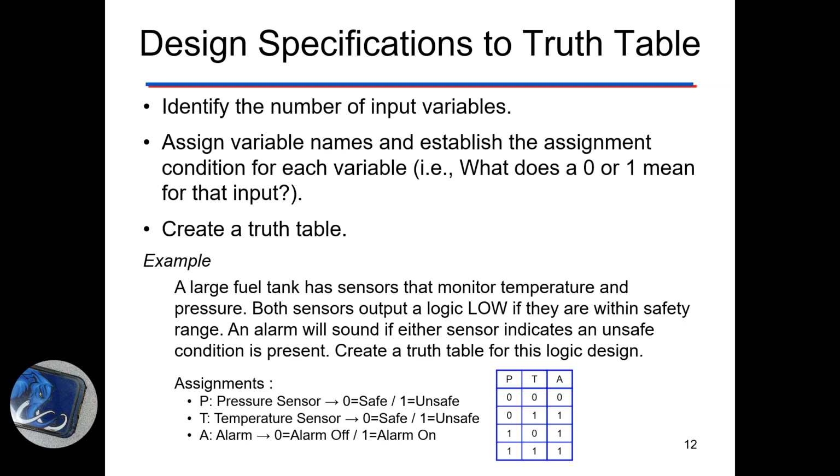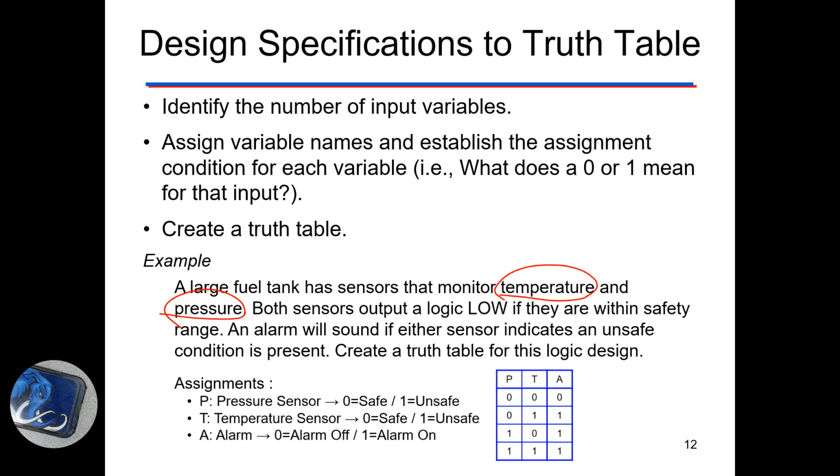All right, so a large fuel tank has sensors that monitor temperature and pressure. Right there, how many sensors do we have? Two. There's a temperature sensor, and then there's a pressure sensor. Those are two different things, temperature and pressure. Both sensors output a logic low or a 0.